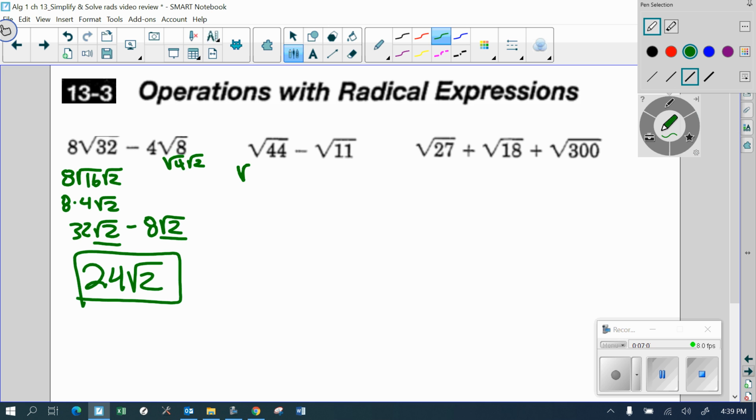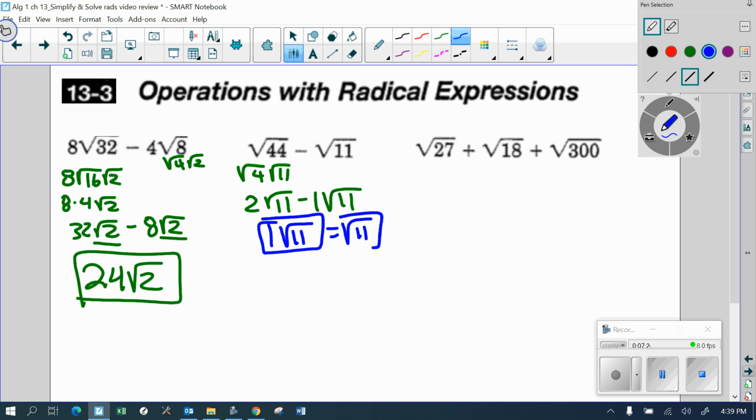Here I have 4 times 11, which then is 2 root 11 minus 1 root 11. Notice I put 1 in here because a lot of people forget that that coefficient is 1. 2 minus 1 is 1. Root 11 is my answer. Or you can just say root 11. Same thing. Okay, that means 1 root 11.